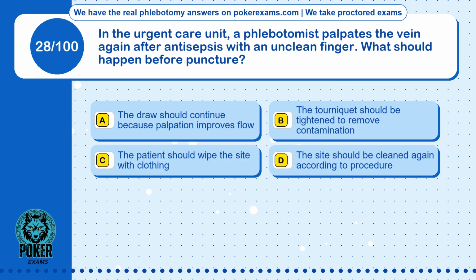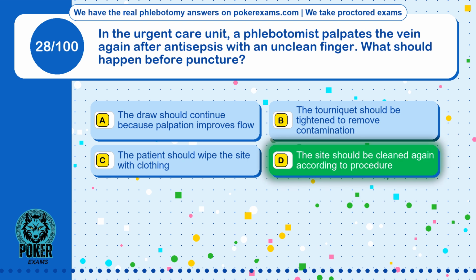Question 28. In the urgent care unit, a phlebotomist palpates the vein again after antisepsis with an unclean finger. What should happen before puncture? Option A. The draw should continue because palpation improves flow. Option B. The tourniquet should be tightened to remove contamination. Option C. The patient should wipe the site with clothing. Option D. The site should be cleaned again according to procedure.